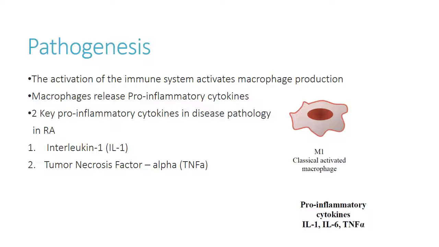The pathogenesis of rheumatoid arthritis is the activation of the immune system activating macrophage production. Macrophages release pro-inflammatory cytokines. And as we said earlier, the two key pro-inflammatory cytokines in the disease pathology are interleukin-1 and tumor necrosis factor alpha.